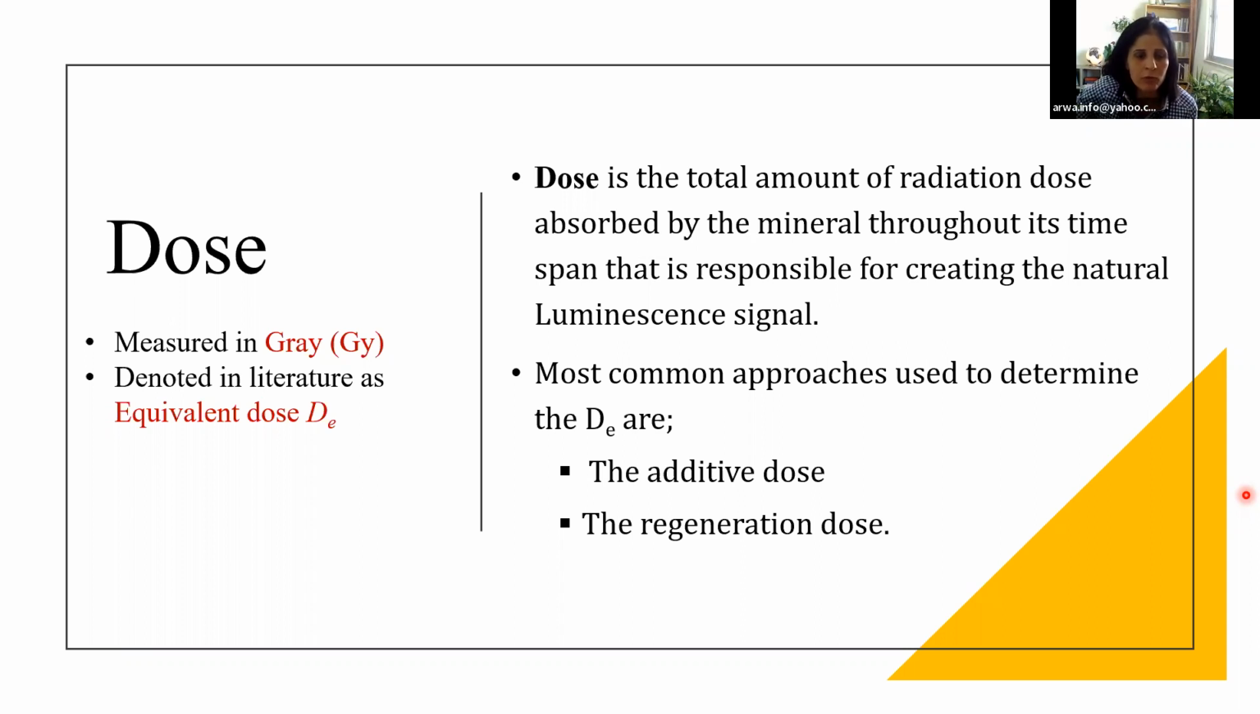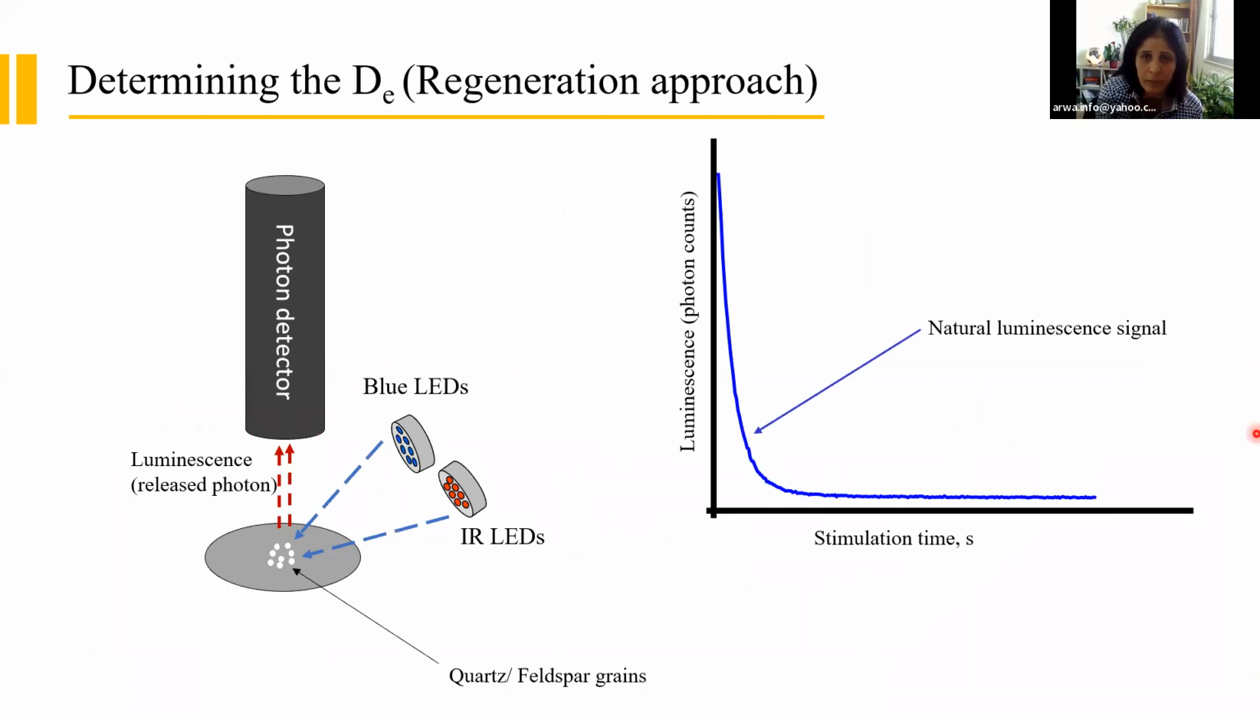Therefore, there are two different approaches followed in the laboratory to define the equivalent dose. The first method is known as the additive dose, and the other method is known as the regeneration dose. The regeneration dose usually is applied for the same aliquot or for the same grains. We use either quartz or feldspar grains. We illuminate them using blue LED for quartz or infrared LED for feldspars, allowing the natural luminescence to be stimulated and released, and detect this energy using the photon detector.